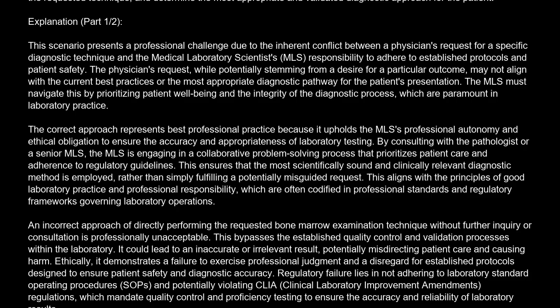This ensures that the most scientifically sound and clinically relevant diagnostic method is employed, rather than simply fulfilling a potentially misguided request. This aligns with the principles of good laboratory practice and professional responsibility, which are often codified in professional standards and regulatory frameworks governing laboratory operations.